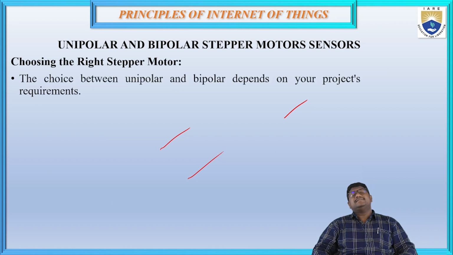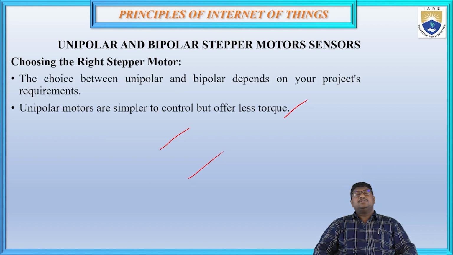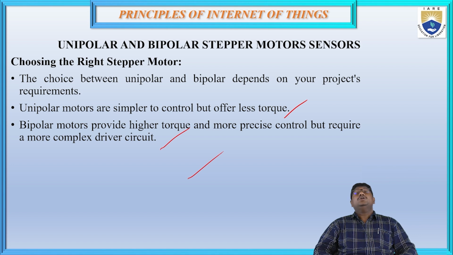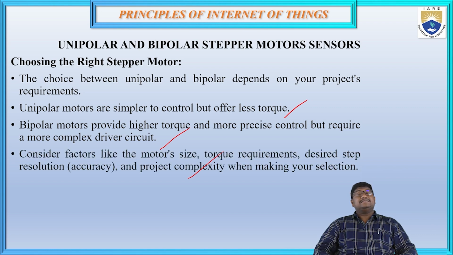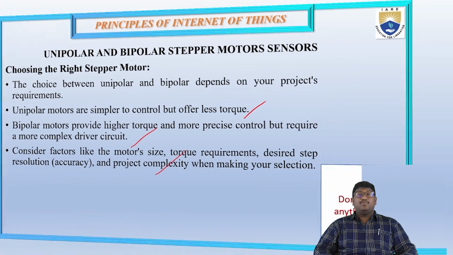And how to choose the best stepper motor? Here, the choice depends on the person who is designing that project. Either you can go with unipolar or you can go with bipolar, depending on your project requirement. Unipolar motors are much simpler to control but offer less torque compared to bipolar. Whereas in bipolar, we get high torque and precise control, but it requires more complex control. Other factors like motor size, torque requirements, desired step resolution, and project complexity are going to help you a lot.